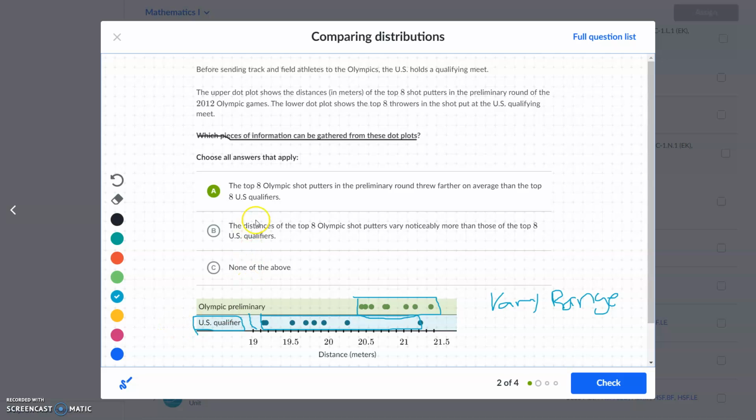Read the sentence again. The distances of the top 8 Olympic shot putters vary noticeably more than those of the US qualifiers. So this sentence is saying that the preliminary should be higher and the qualifier should be lower. But that's not what happened, is it? No. The US qualifier has a higher range and the Olympic preliminary has a lower range. So this is not true. So our only answer should be A.